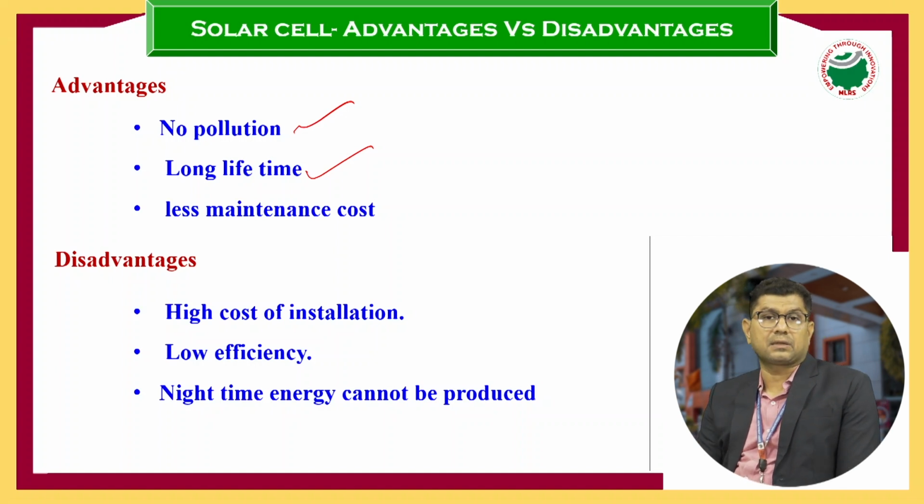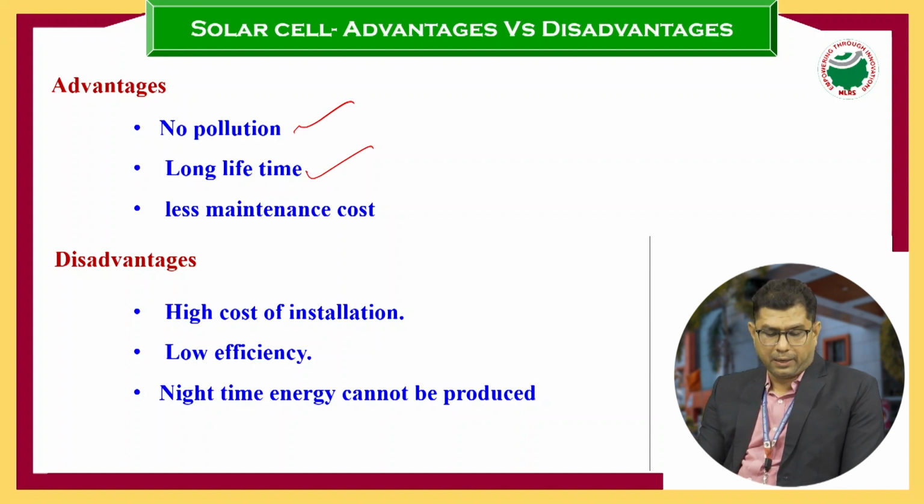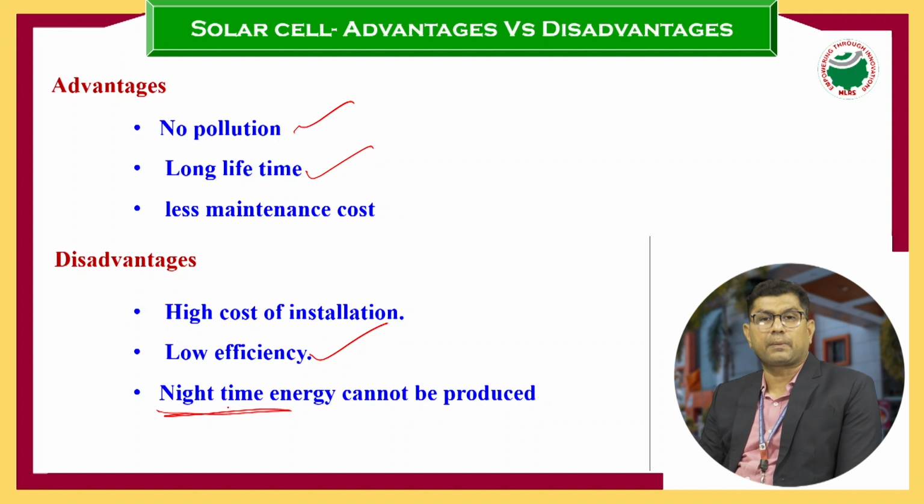Coming to disadvantages, the first one is high installation cost. Initially you need to spend a high cost, and there is low efficiency. Just now we saw that out of 100 photons, only 14 to 15 are converted into electron hole pairs. That's why efficiency is very low. We need to improve the efficiency of solar panels. Next, at night time we cannot use solar panels as the radiation from the sun is very low, so we cannot convert that radiation into electron hole pairs. These are some of the disadvantages of solar cells.